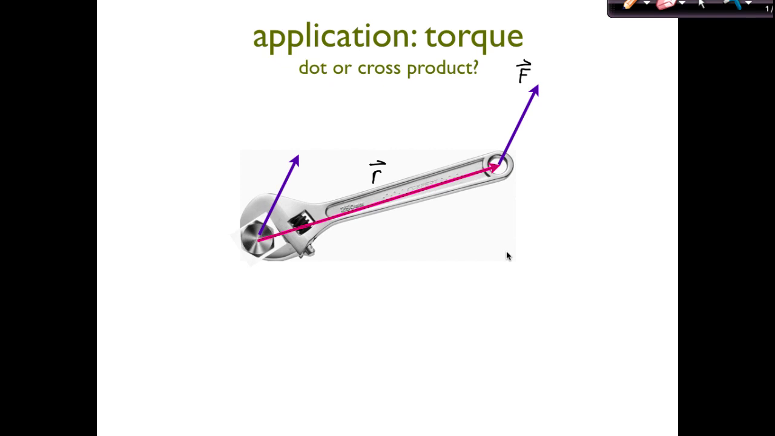Okay, and so what do we think? Is torque going to be dot product or cross product? Nick knows. So torque is twisting force. Is that going to be maximized when these are orthogonal or parallel? He wants orthogonal. Agree with that? Yeah, what happens if they're parallel? Then what happens to the bolt?